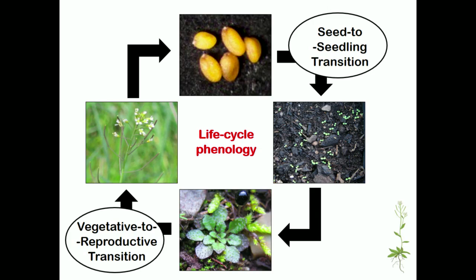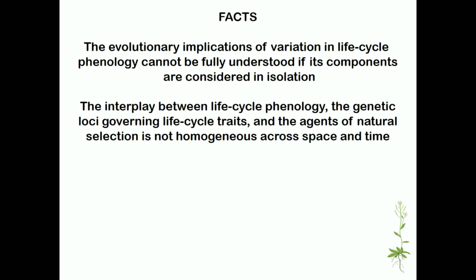So life cycle phenology can be defined as the suite of events spanning from seed to seed. But there are two transitions that stand out from the rest, given the impacts of these transitions on fitness. Seed to seedling transition, including seed dormancy and seed germination, which are completely different processes, taking into account the physiology of these processes, and the vegetative to reproductive transition. There are tons of papers and literature dealing with these issues.